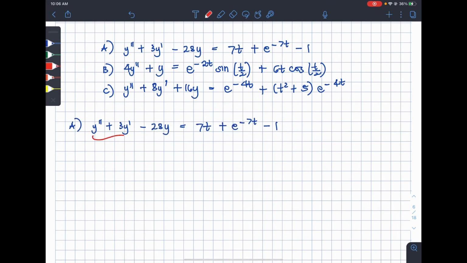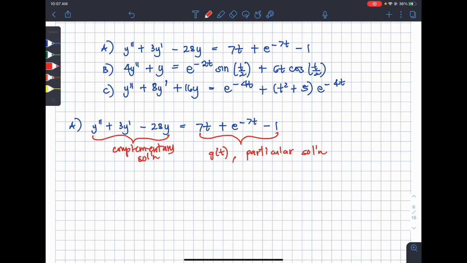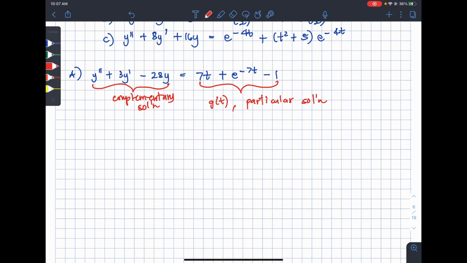As I've mentioned, this part is where we're going to get the complementary solution. This g of t would be our particular solution. So before we form our particular solution, let's first solve our complementary solution y of c. We're just going to treat the equation as homogeneous, so that is y double prime plus 3y prime minus 28y equals 0.